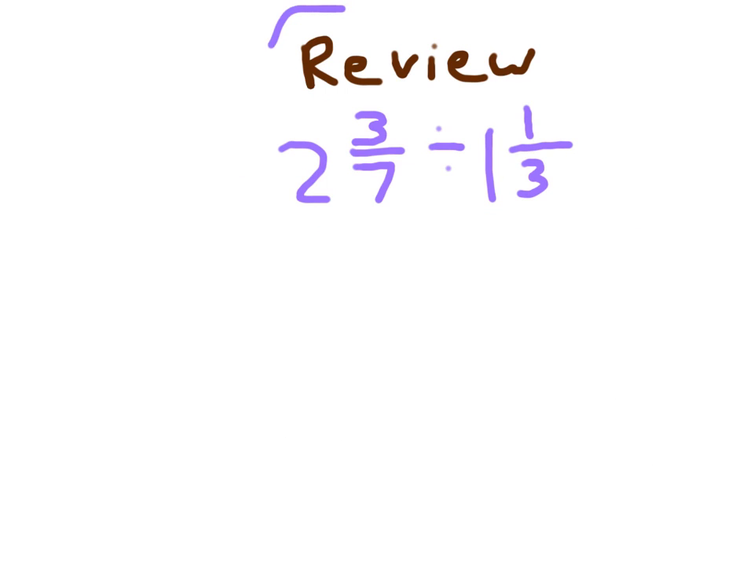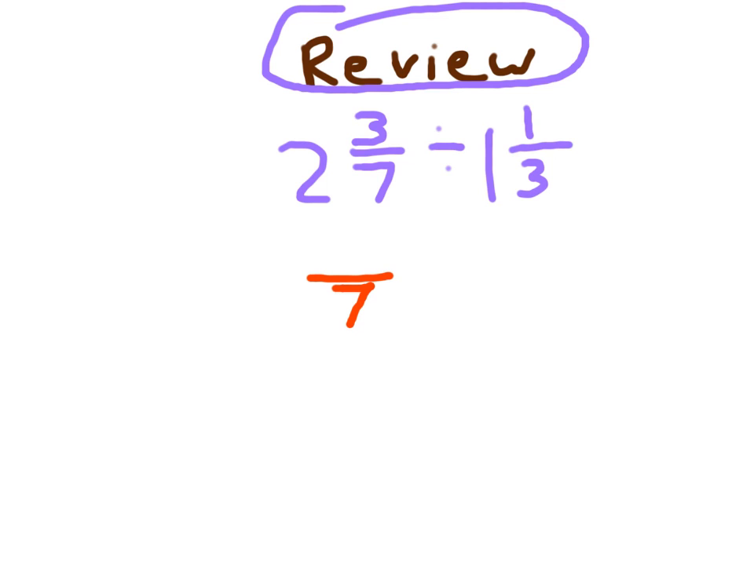Let's review. We have the problem 2 and 3/7 divided by 1 and 1/3. And when we are working with mixed numbers for a multiplication or a division problem, we write improper fractions for any mixed numbers that we see. So we have 2 and 3/7. We're going to write a sevenths number for 2 and 3/7. What do we write in the numerator? Think, think, think. Right, 17. We'll keep our division sign. What do we write in our numerator? We write a 4.